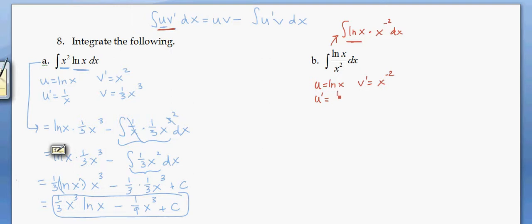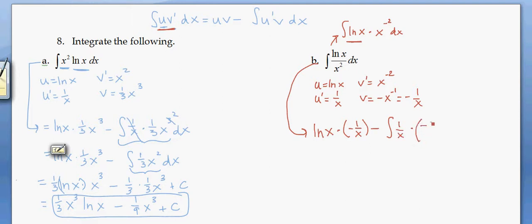Derivative of natural log of x is 1 over x, and the antiderivative of x to the negative 2 will be negative x to the negative 1, which of course is negative 1 over x, if that's helpful to you. Okay, so integration by parts says that this integral of u v prime is equal to u times v, so natural log of x times v, minus the integral of u prime times v dx. Again, remember the v gets used twice.